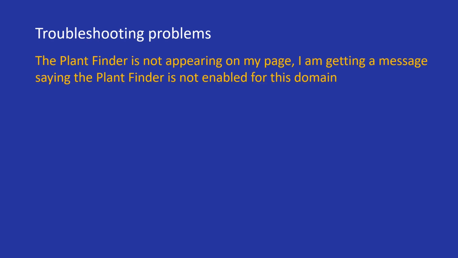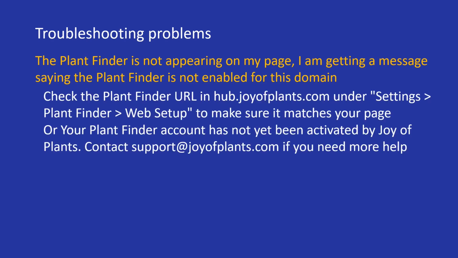And lastly, some troubleshooting for problems you may come across. The plant finder is not appearing on my page. I'm getting a message saying the plant finder is not enabled for this domain. Check the plant finder URL in hub.joyofplants.com under Settings, Plant Finder, Web Setup to make sure it matches your page URL. Or else your plant finder account has not yet been activated by Joy of Plants.